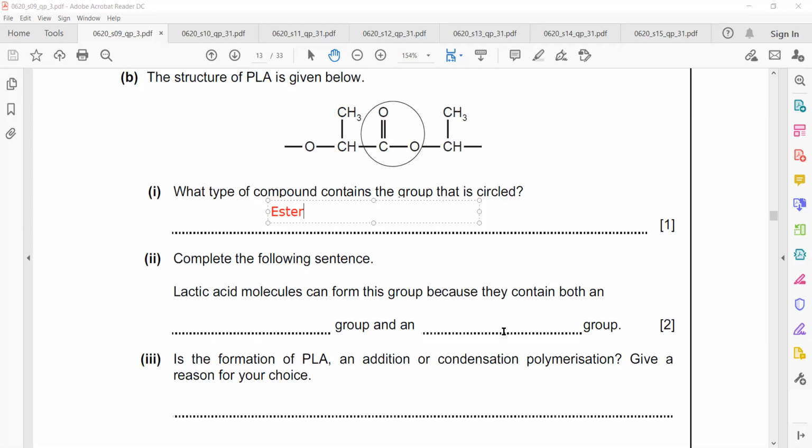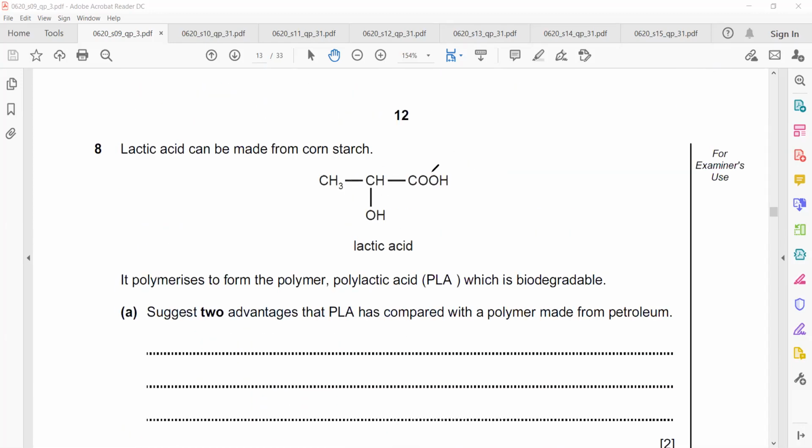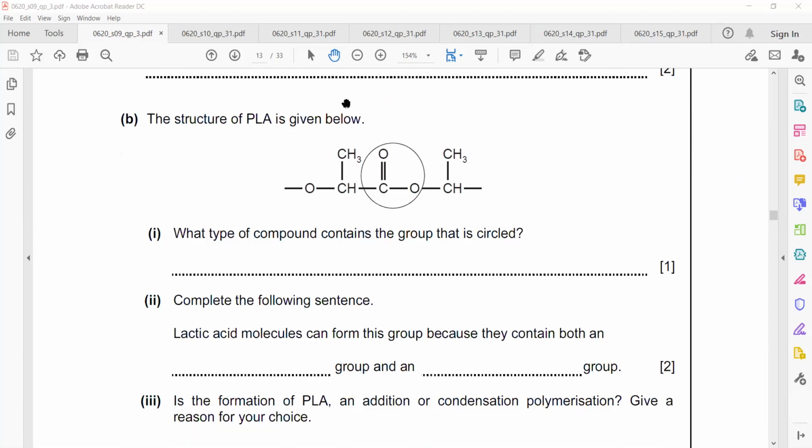Now the question is, the lactic acid molecule forms this group because it contains both groups. So this is the structure of lactic acid. As you can see, the structure of lactic acid contains a carboxylic group and it contains an OH group as well. So it has both carboxylic acid as well as alcohol.